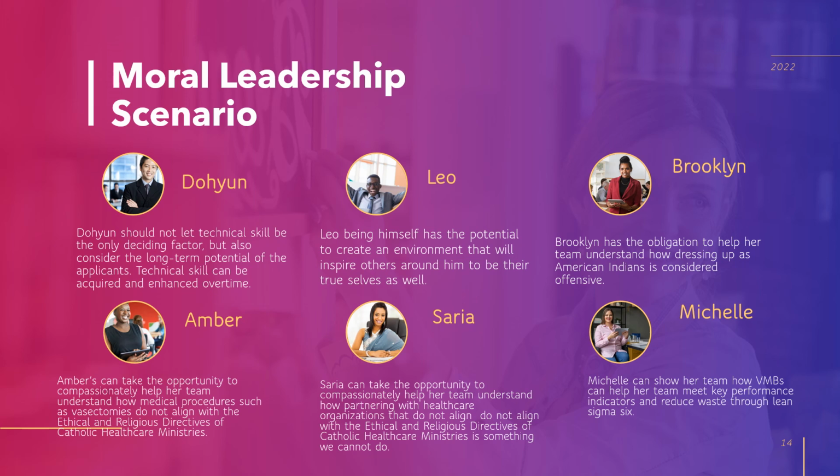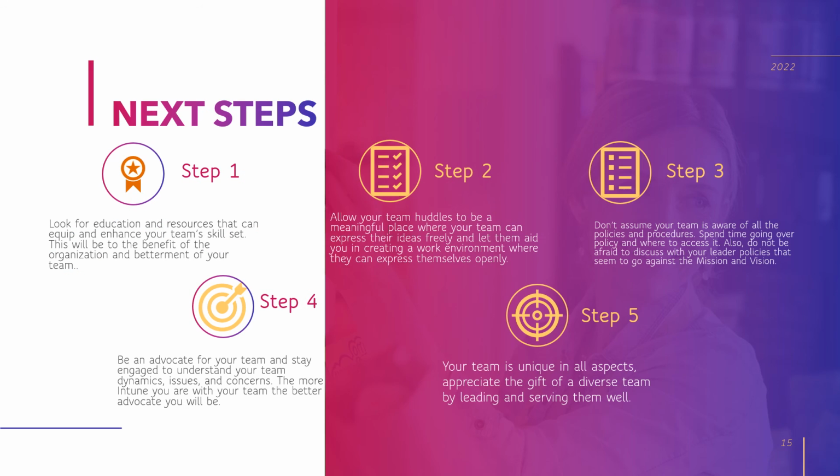Michelle can show her team how VUBs can help the team meet key performance indicators and reduce waste through Lean Sigma 6. It's about taking that opportunity to go over and walk with your team and be with your team and to have the integrity, like, hey, my team needs to know this information. I'm going to provide it, develop this skill set so they can be a benefit to themselves, for their careers, and to the organization. Now let's look at some next steps.